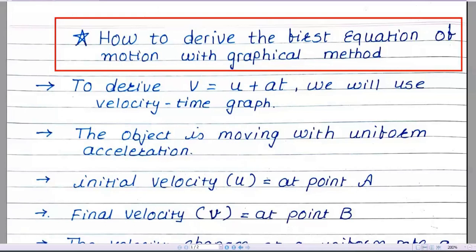Hello everyone. Let's understand how to derive the first equation of motion with graphical method. To derive the first equation of motion, that is v is equal to u plus at, we will use velocity time graph. We will consider the object moving with uniform acceleration.